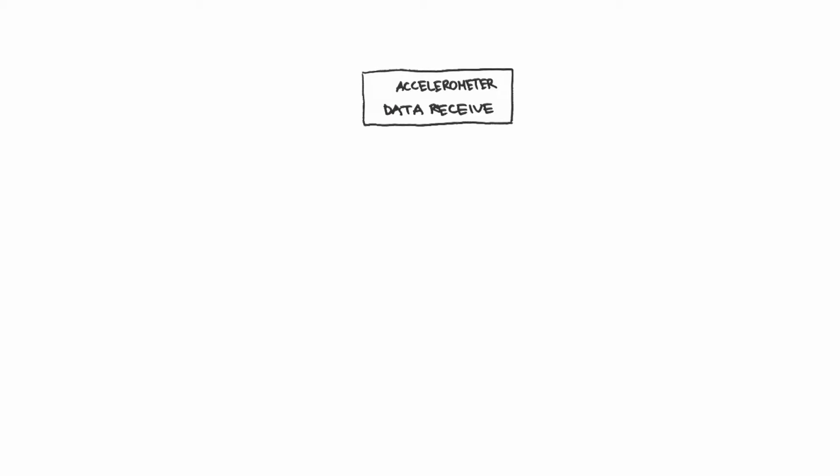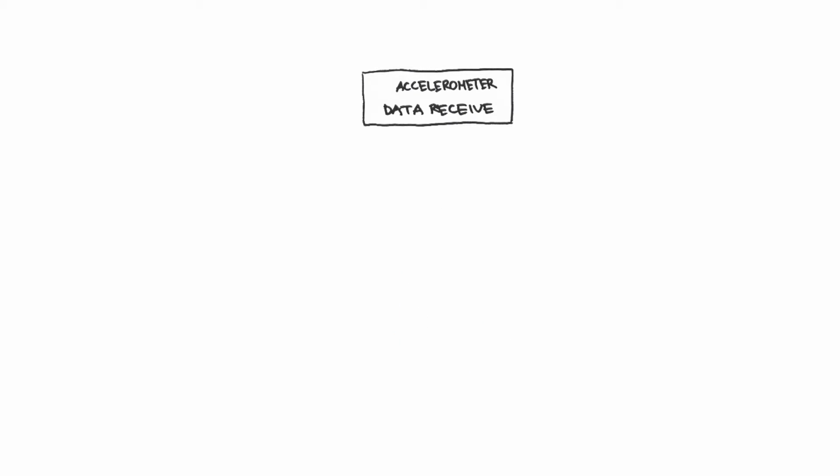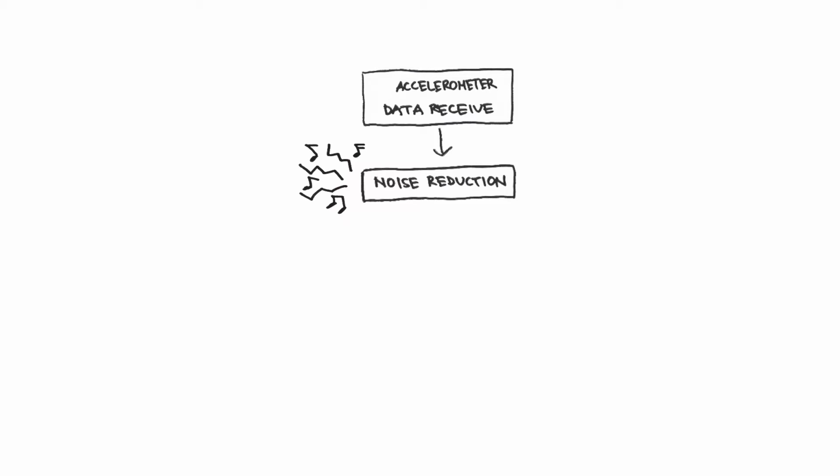The first step is to get the data from the phone's accelerometer. But wait, what is an accelerometer? And what data does it produce? An accelerometer is a built-in device that measures the acceleration of the phone on the 3 axes, X, Y, and Z. After acceleration data is obtained, a noise reduction is applied to the raw data. Well, not that kind of noise, but unwanted modifications of the signal throughout the process.